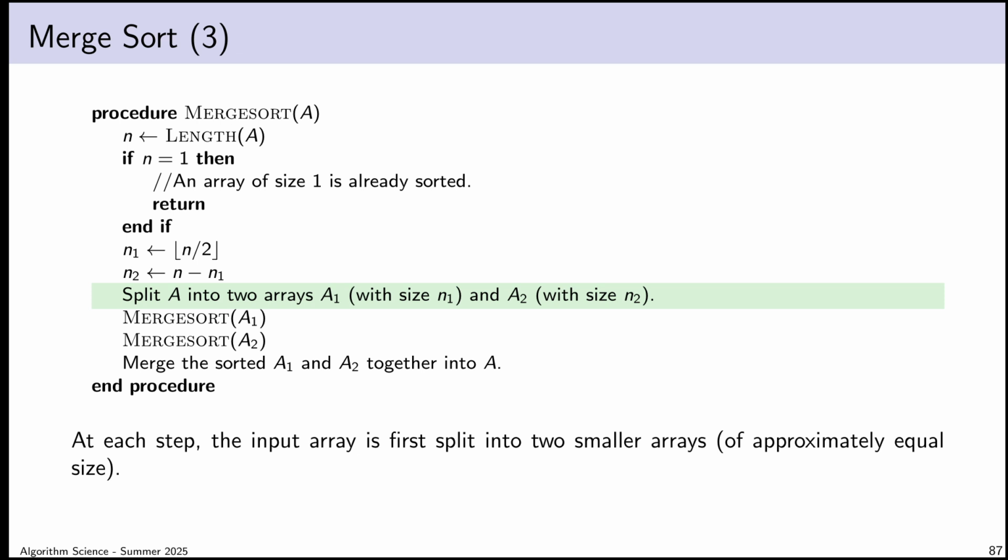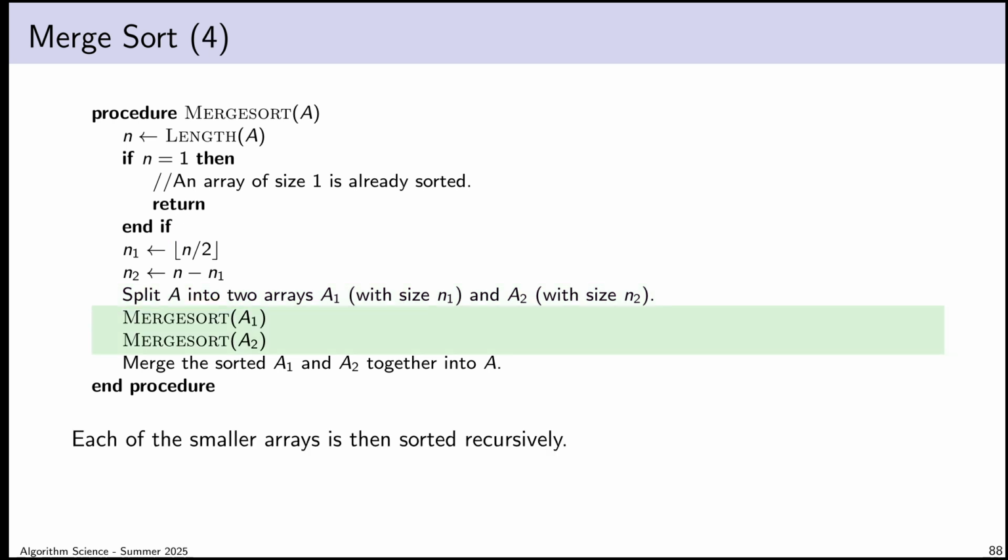At each step, I split my input array into two approximately equally sized pieces. And it is significant that both pieces have size about n over 2, because later we're going to try and get rid of floors and ceilings in a recurrence. Then I take the small arrays and I sort them recursively. And the idea here is if I go up and look at my base case, if I keep splitting arrays over and over again, eventually they're going to have size 1. And an array of size 1 is already sorted, so merge sort doesn't have to do any work.